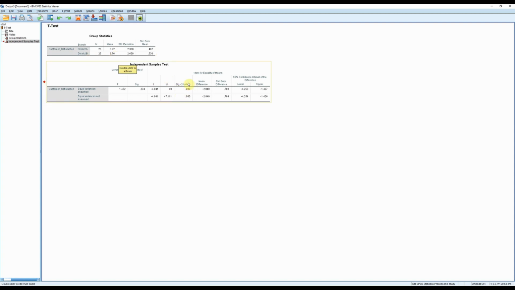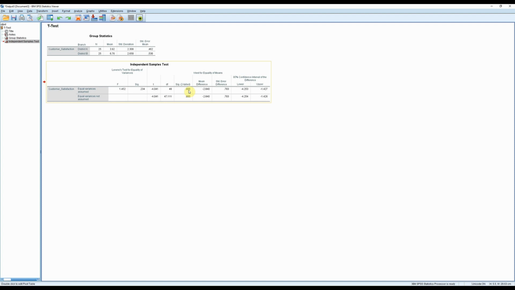And the p-value, as you can see here, is below 0.05 and also below 0.01. So it's actually highly significant. So there is a highly significant difference in means of customer satisfaction across those two branches. So district B, the branch in district B, is performing significantly better than the one in district A.